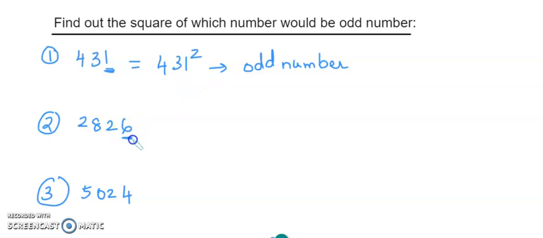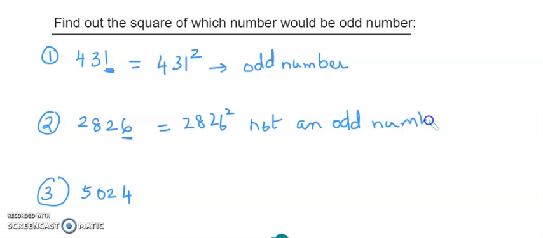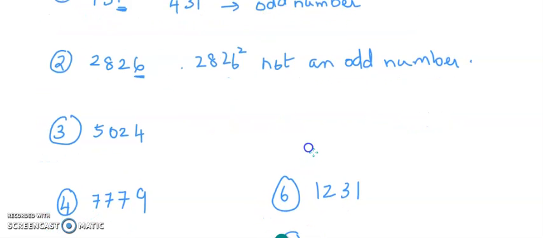Next, here it is a 6. Is 6 odd? No. So the square is not an odd number. That means we'll say 2826 square, not odd. Why? Because the units place number is 6, which is an even number. Clear?